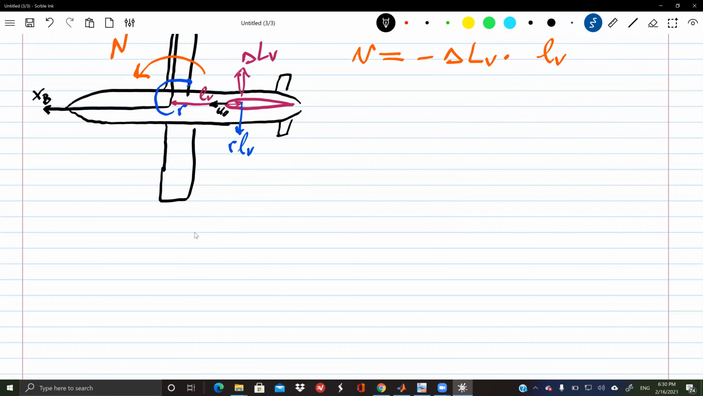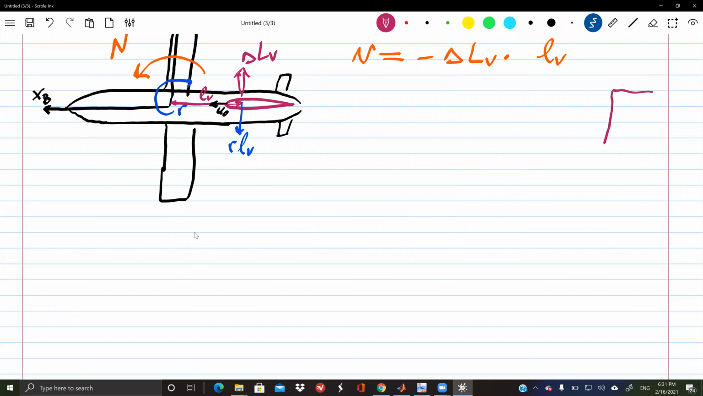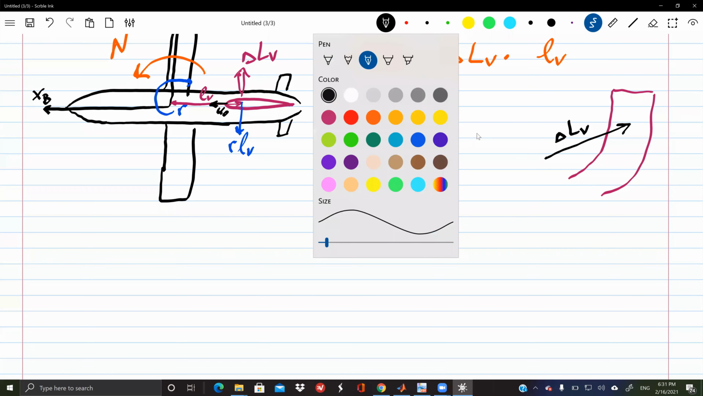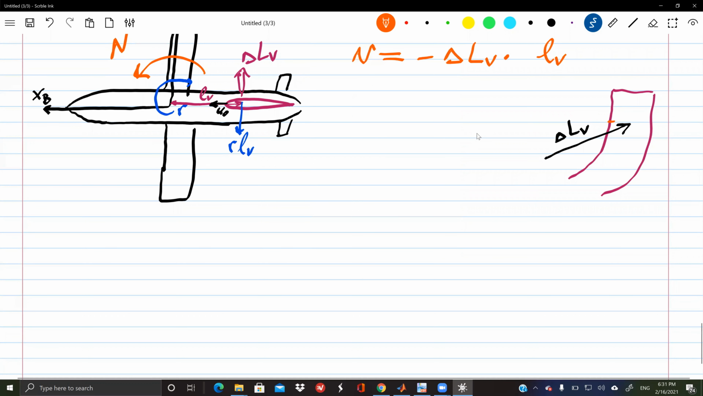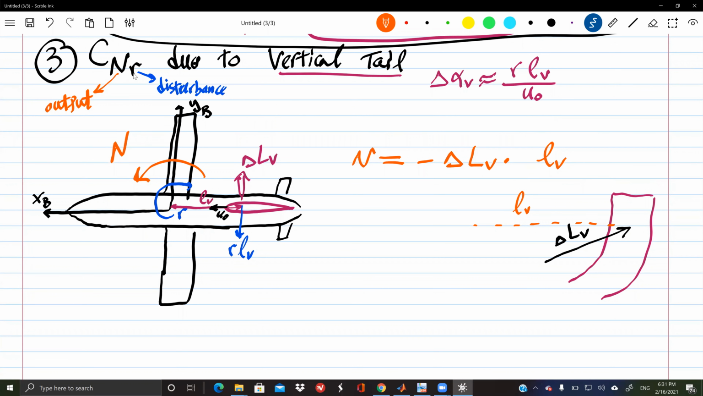Here is the vertical tail, and here is the force. So I got the force, fine. And I multiply this force by little lv to get the moment, if I want the yaw moment N. But what if you're asked to get CLR?